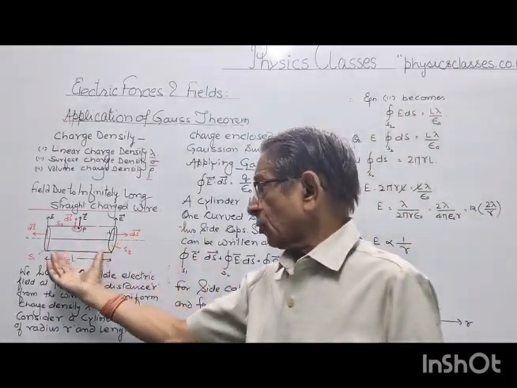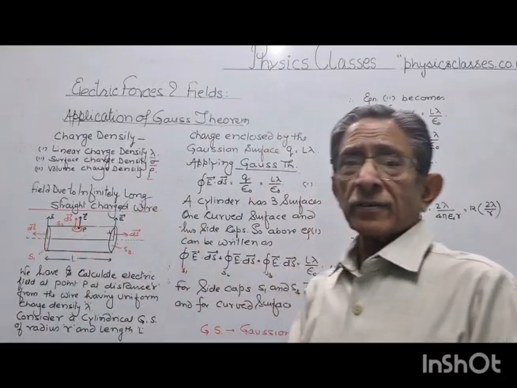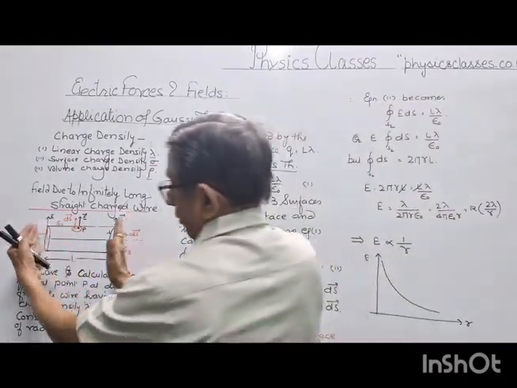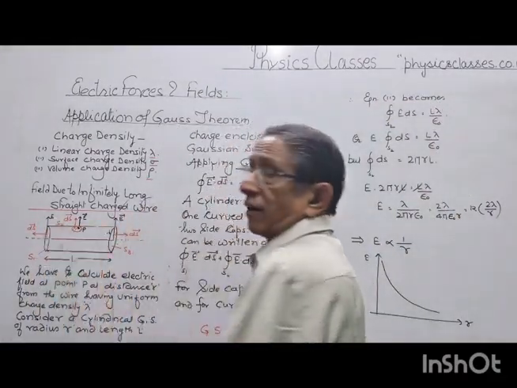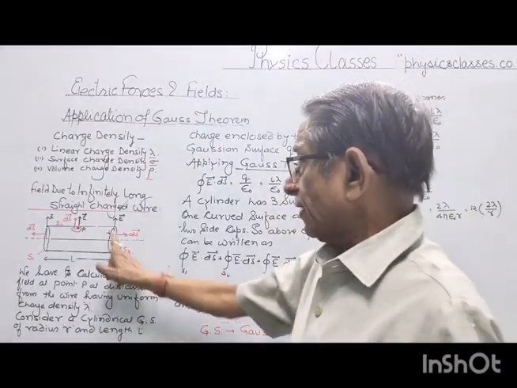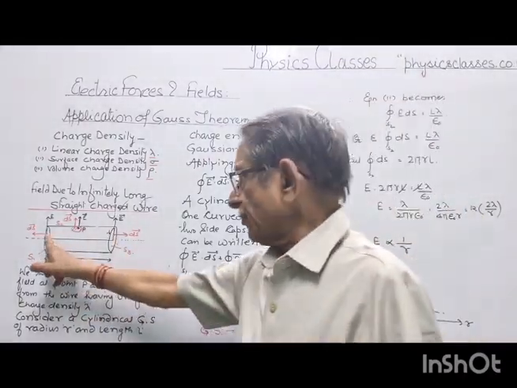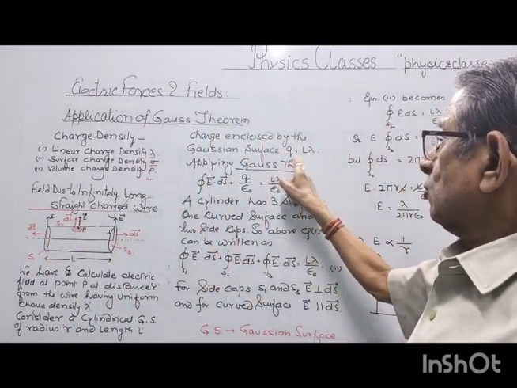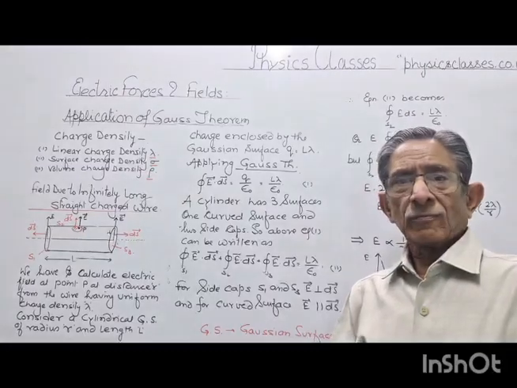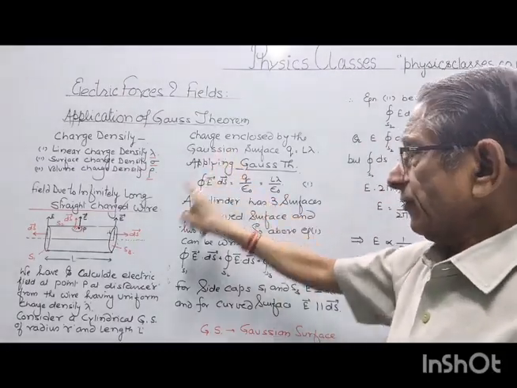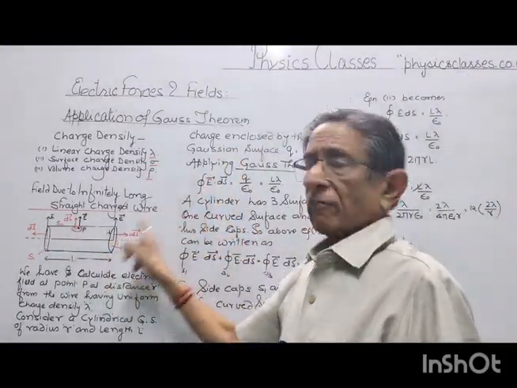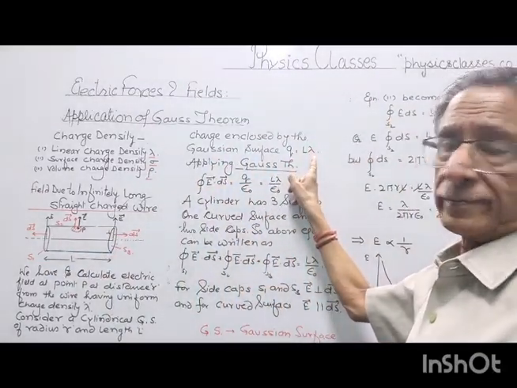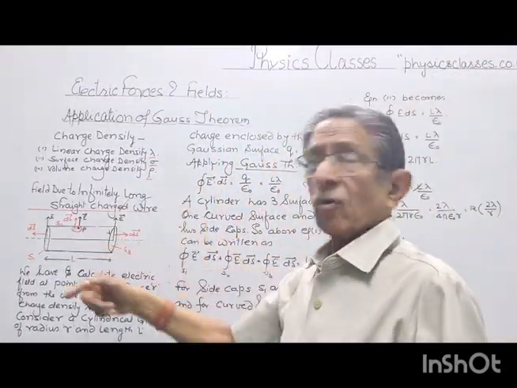Now, the charge enclosed by this Gaussian surface will be the charge on the wire of this length L. The charge density is lambda. Therefore, the charge on this wire of length L will be equal to what? Q is equal to L lambda. So, clear students, the charge within the Gaussian surface will be L lambda.